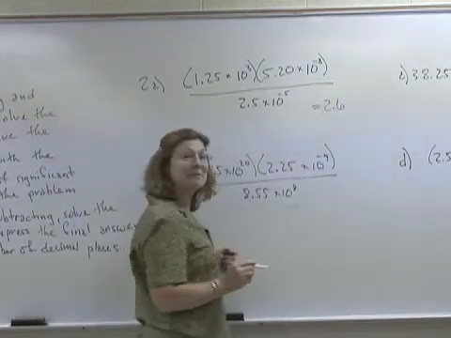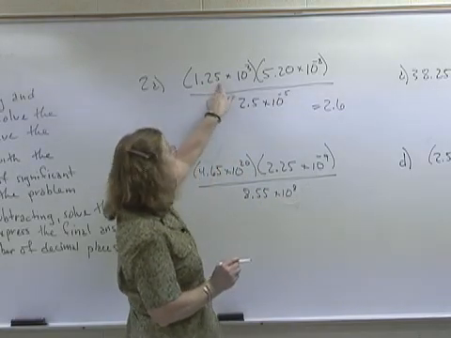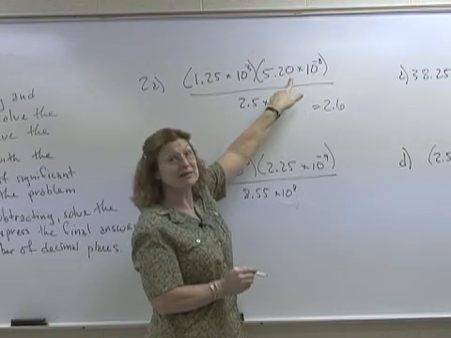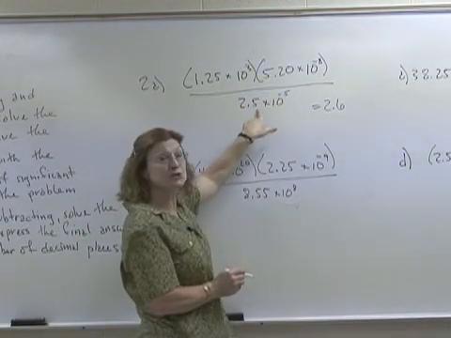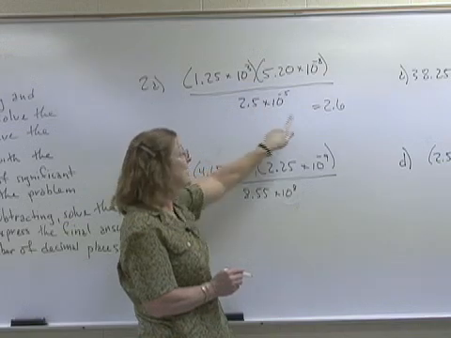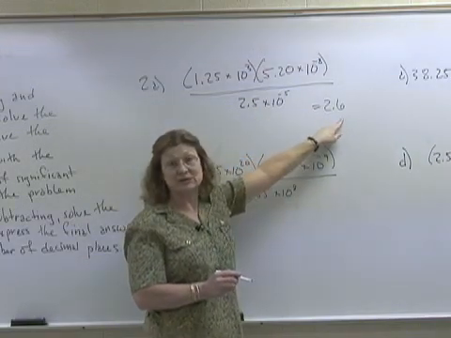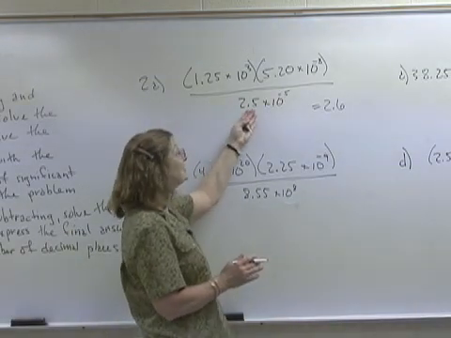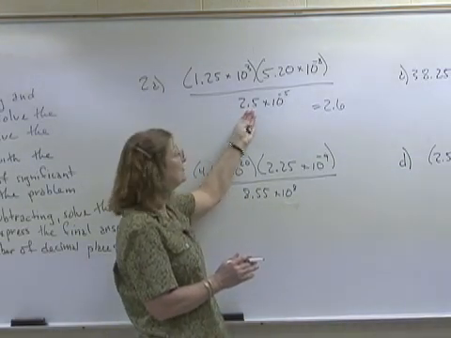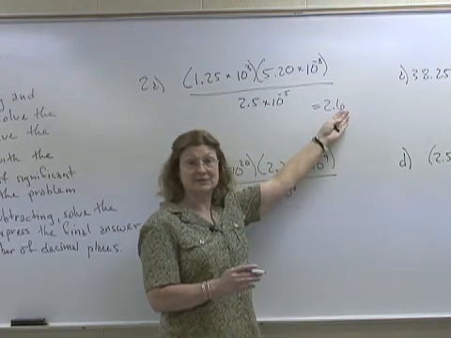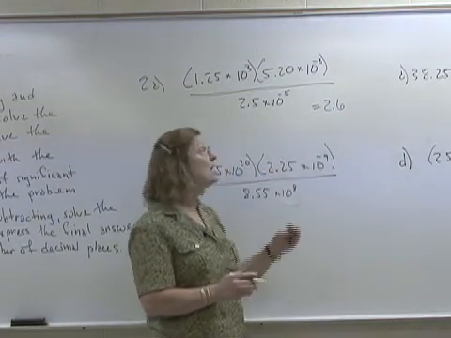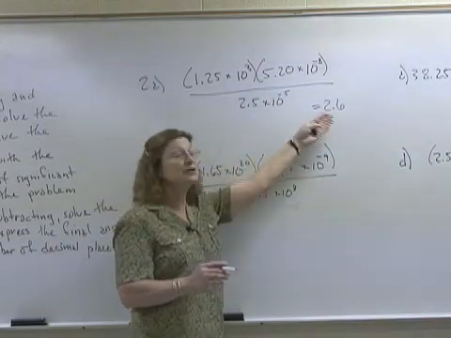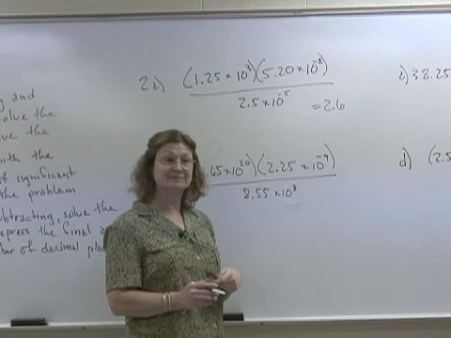When I look back at my numbers, I see that this number has 3 significant digits. This number has 3 significant digits. And this number has 2 significant digits. So my answer should have 2 significant digits, which is how this one worked out on the calculator. However, if I had had 3 significant digits here, I would have had to put a 0 on the end of this number to give 3 significant digits. But because the least number of significant digits in this problem was 2, I can just leave my answer as 2.6.